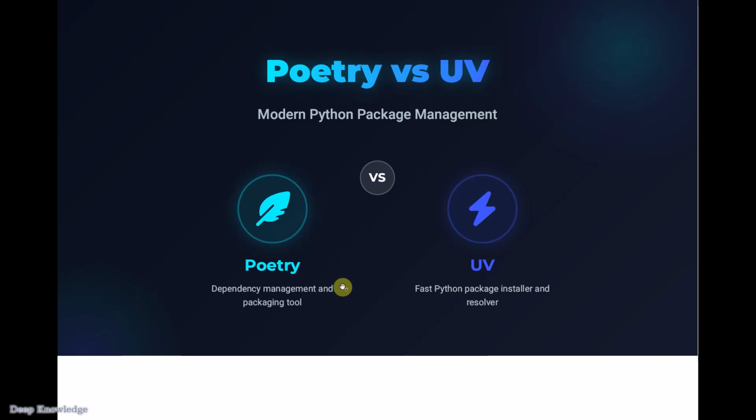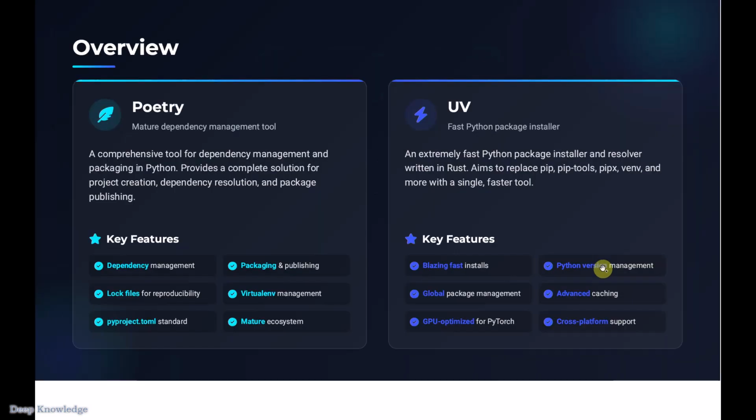Today we are comparing two powerful tools in the Python ecosystem, Poetry and UV. Poetry focuses on complete project and dependency management, while UV aims for extreme speed and performance. So today let's see how they differ and where each one shines.